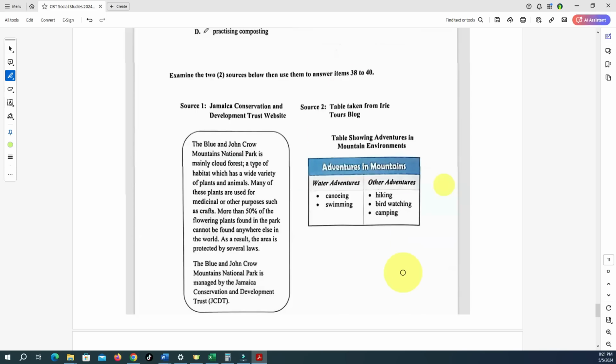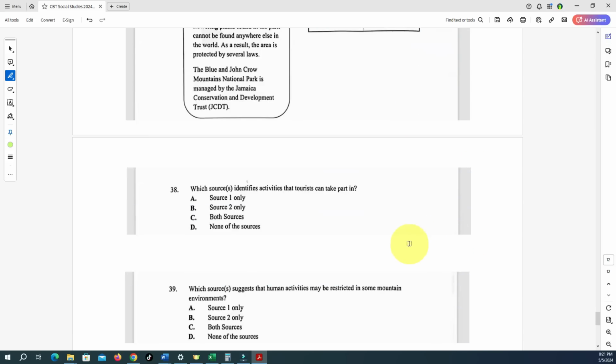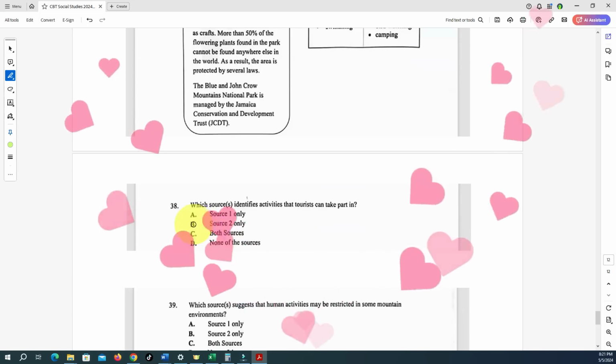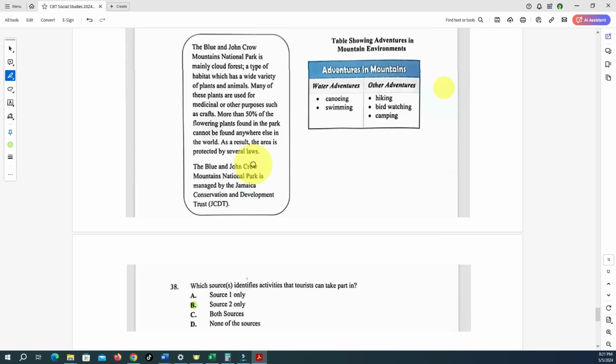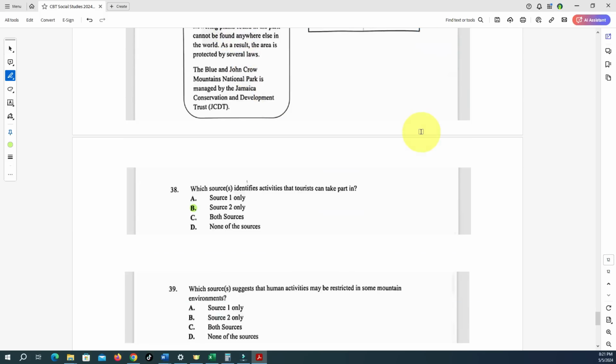Source 2, table taken from Irie Tours blog. Table showing adventures in mountain environments. You have adventures in mountains, you have water adventures like canoeing and swimming, and other adventures: hiking, bird watching, and camping. 38. Which source identifies activities that tourists can take part in? I would say source 2. That's what it says here. I don't see crafts as a purpose. I think it's source 2.